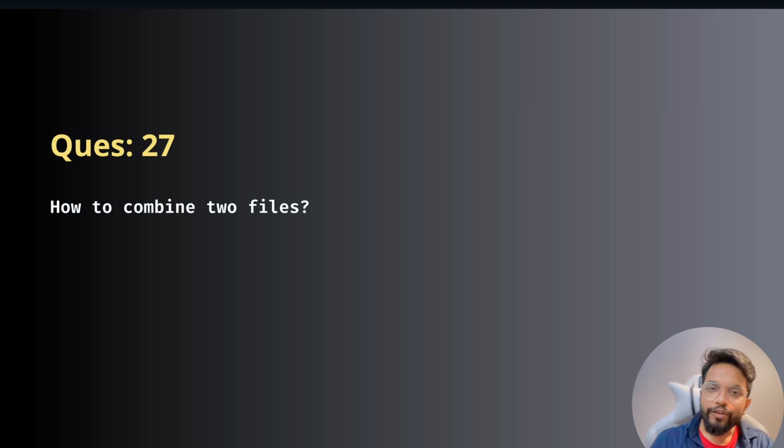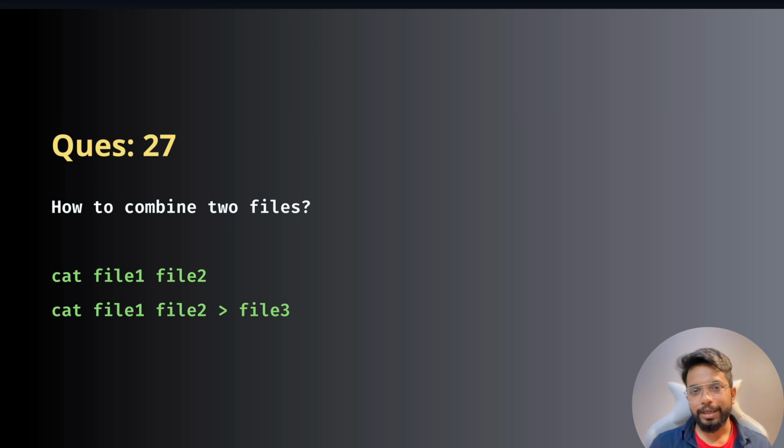Question number 27. How to combine two files? Suppose you have file A and file B, and you need to combine the content of these two files and write it in a third file. So for that purpose, we can use the cat command, of course, which is very easy. So it is like cat file 1 file 2, and we can redirect the combined content to the third file. This is the file 3.